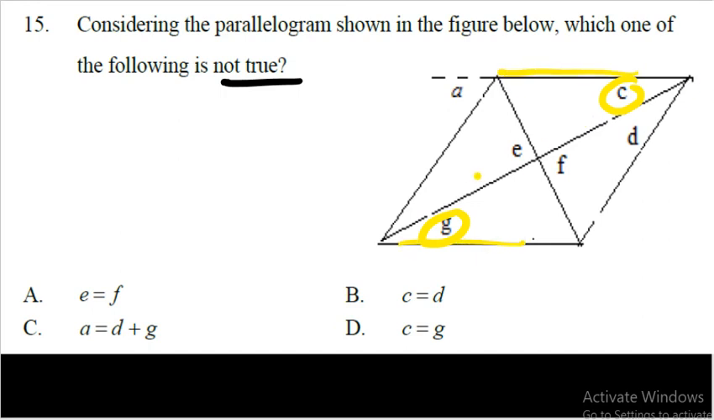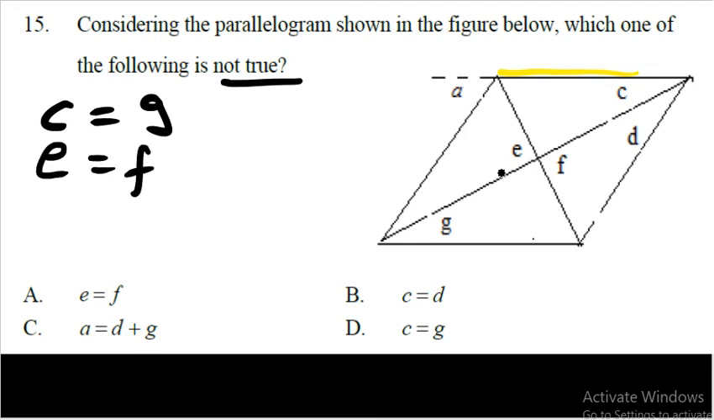So we can consider this diagonal as a transversal. So alternate interior angles are equal. So that C and G are equal. You can say C is equal to G by alternate interior angles, and the other E equal to F.